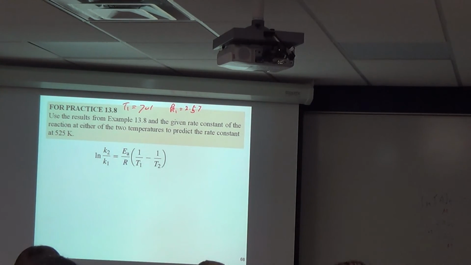Okay. And if you call 701 your T1, make sure you change them into Kelvin. Okay. Make sure that should be in Kelvin. If we give you Celsius, you have to change them into Kelvin. So therefore, we have our T2 equals 525 K. So the unit for the K doesn't matter. That will cancel out. So we have M to the negative 1, S to the negative 1. Okay, what else do we need?